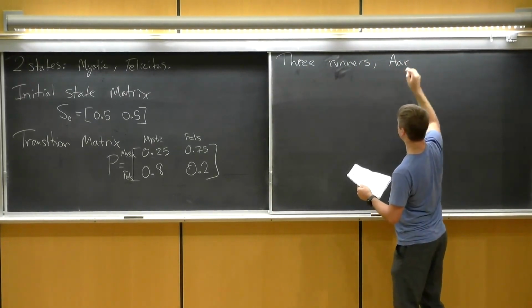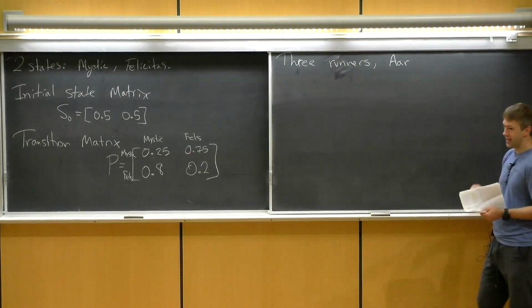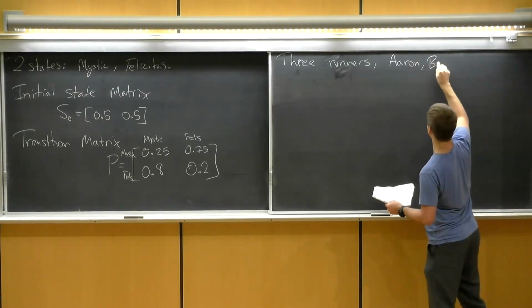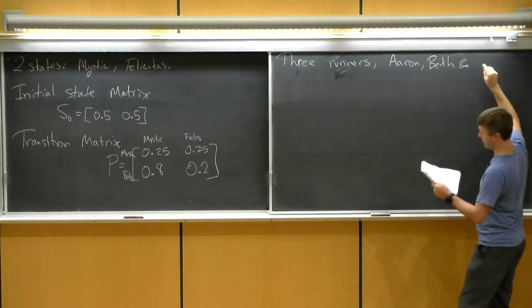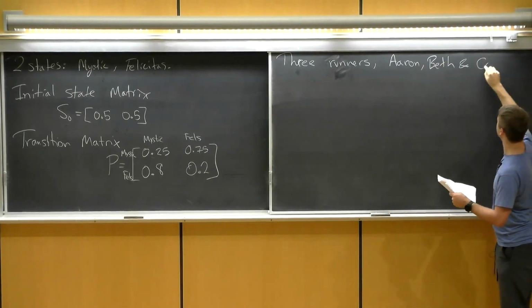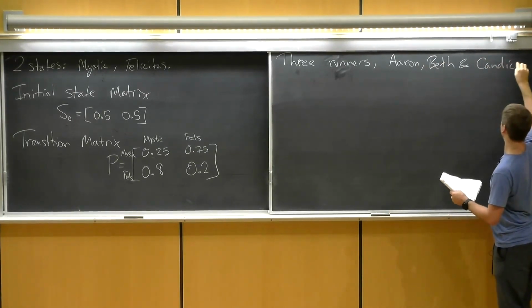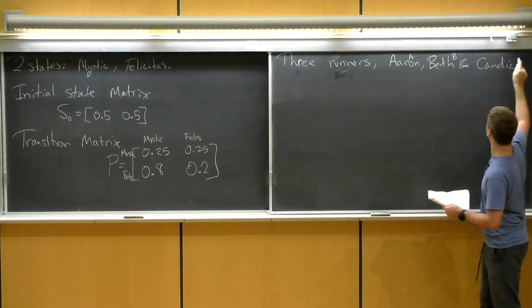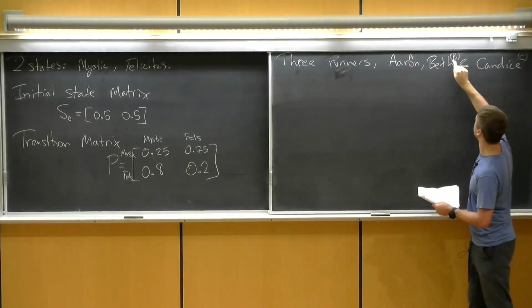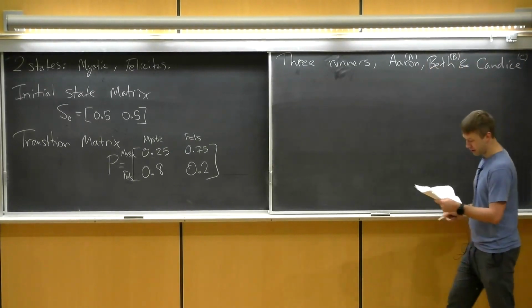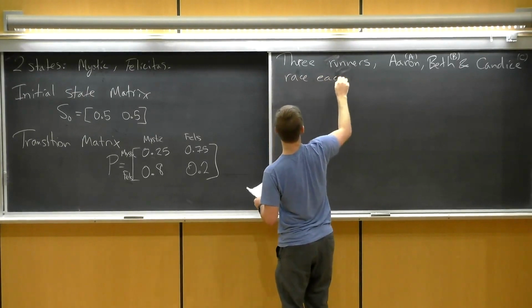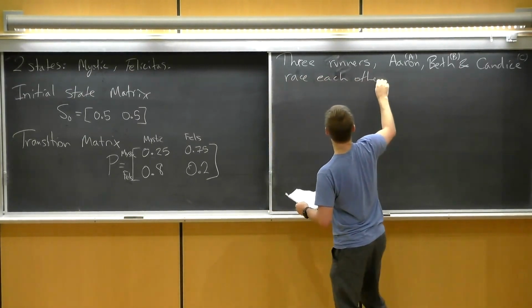So I'm gonna pick these names so that we can call them A, B, and C. So Aaron, Beth, and Candace, which we can represent as A, B, and C, right? So they race each other every week.